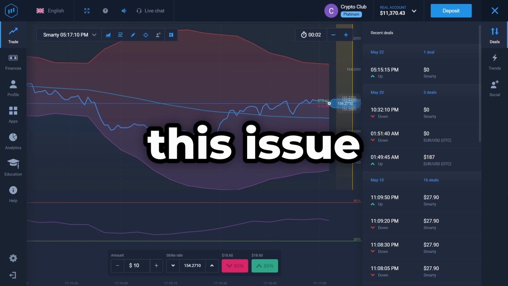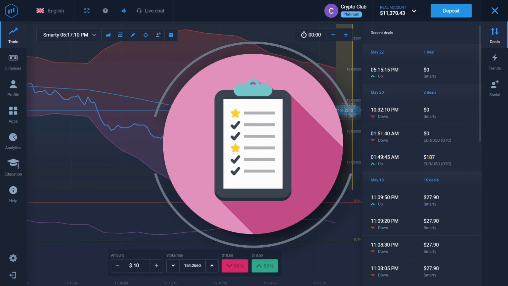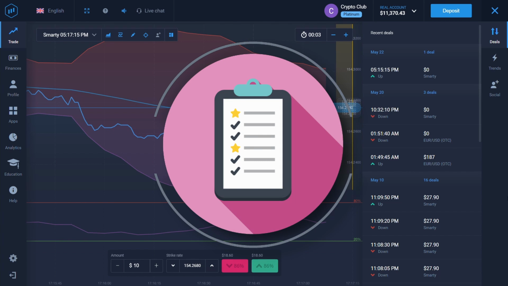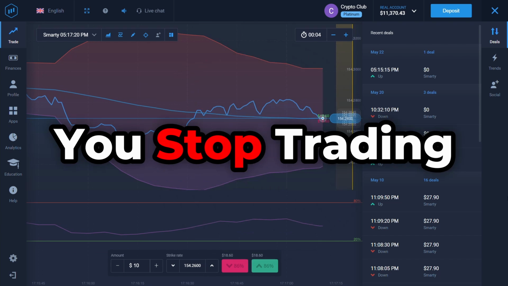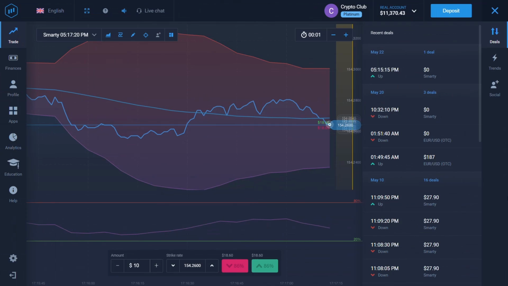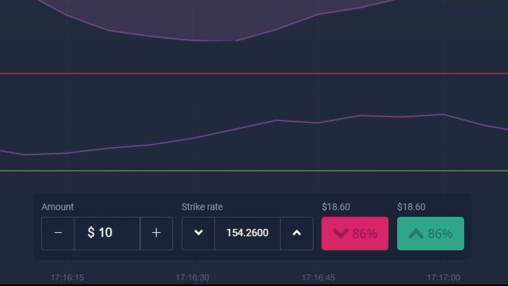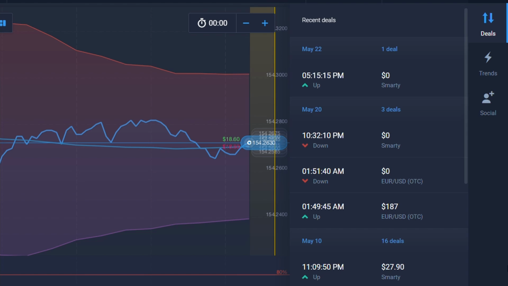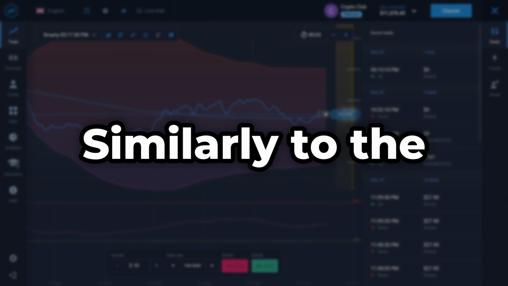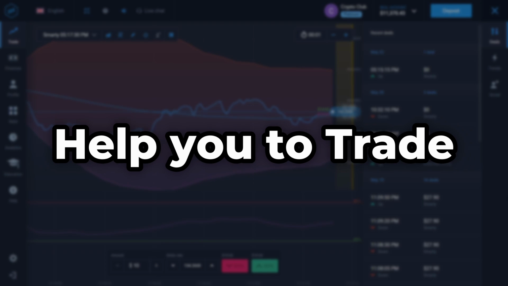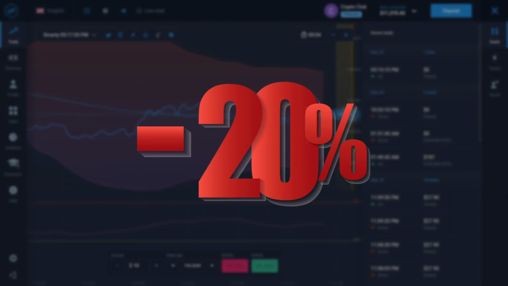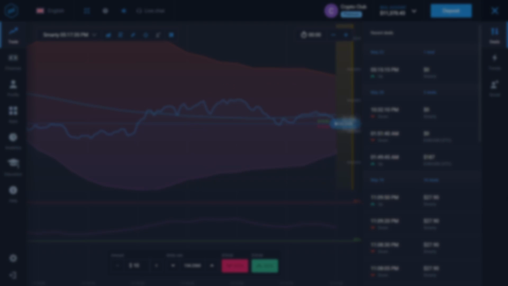To overcome this issue, you can set a trade limit while trading. No matter if you win or lose most of your trades, after this specific limit has been hit, you stop trading for the day. You can either limit your trades by the trading amount for a specific day or the number of trades itself. Similarly to the earlier tip, this will help you to trade for a longer duration while also preventing you from placing trades without proper analysis.